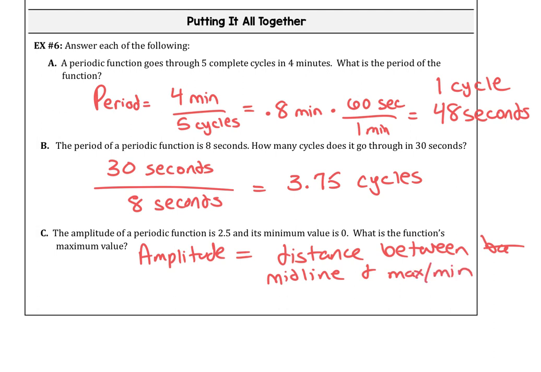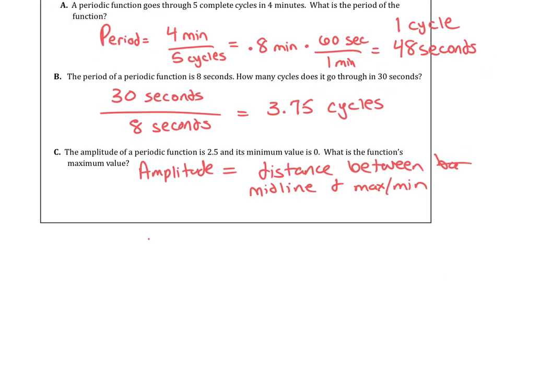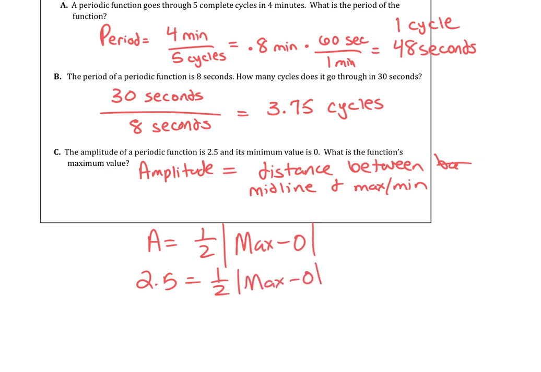So if it's 2.5 as the amplitude, and we have a minimum value of 0, that means our maximum value is going to be 5 right there. Now if you want to think about it in terms of a function, we could say that a equals 1/2 times the max minus the min, and we know the min to be 0. Well, if we solve that, the amplitude is 2.5, and we got 1/2 times the max minus 0. Multiply both sides by 2, we get 5 there. That equals our max value. So if we want to solve that algebraically, we can as well.